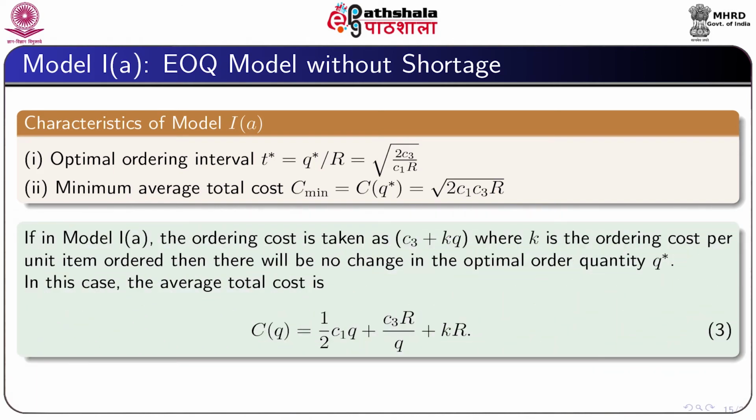Now, if in model 1A the ordering cost, instead of being fixed, is equal to C3 plus K q, where K is the ordering cost per unit item ordered, then there will be no change in the optimal order quantity. The ordering cost is assumed in such a way that a fixed cost plus a cost varies with the size of the order. That is why it is taken as C3 plus K into q. So the optimum order quantity q star will remain unchanged, because the average inventory cost in this case is half C1 q plus C3 R by q plus K R. K and R both are constant, so it does not have any effect on the optimal lot size q star.